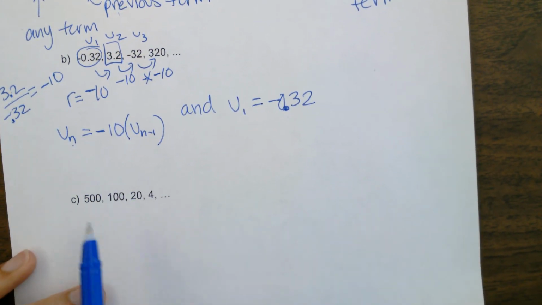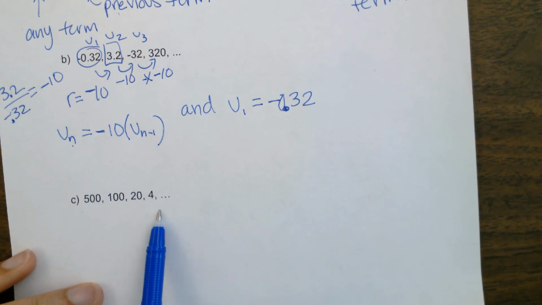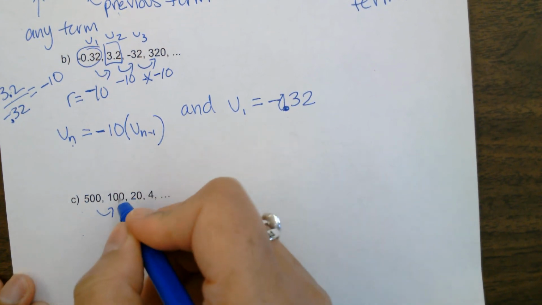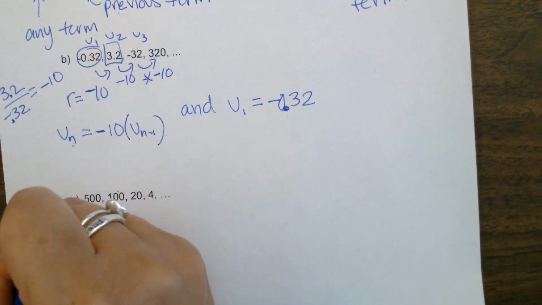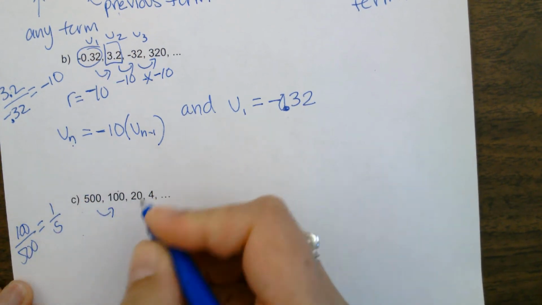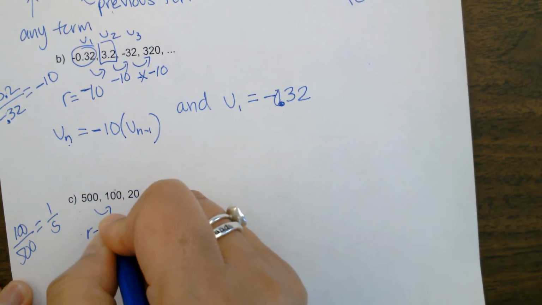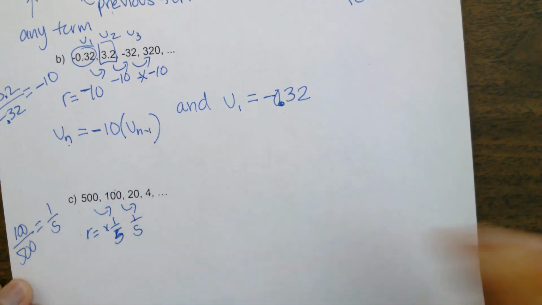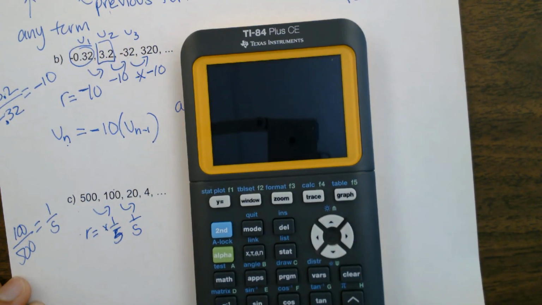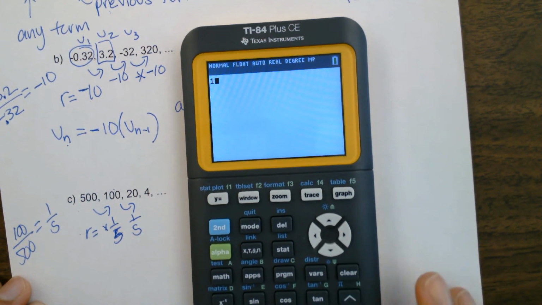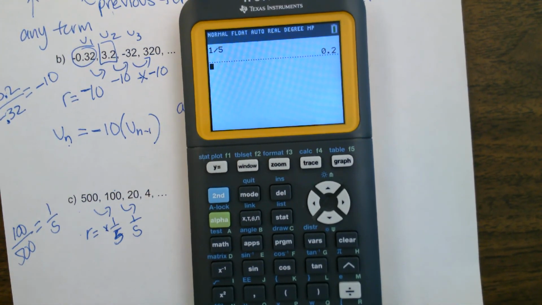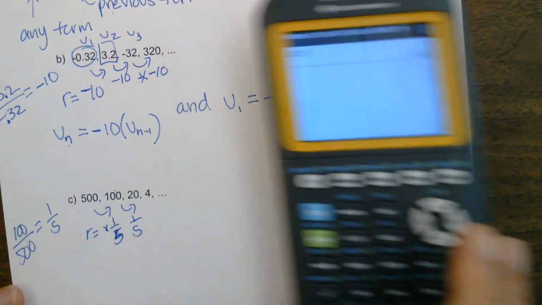All right, let's try the last one together. 500, 100, 20, 4. Big jump here, so I'm thinking we're going to have a common ratio. So let's try it out. Let's take 100 and divide it by 500, and we see that it is 1/5. So my common ratio here is we're multiplying by 1/5. Now, if you would like to see that in a decimal, simply divide 1 by 5, and we see that it's 0.2. So you could do that in a decimal, absolutely fine. It's not a long decimal.